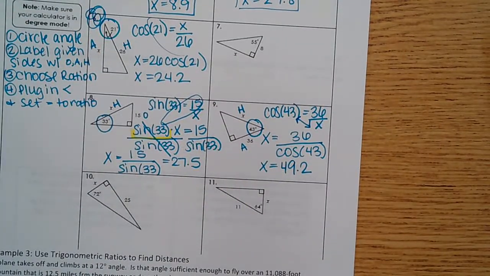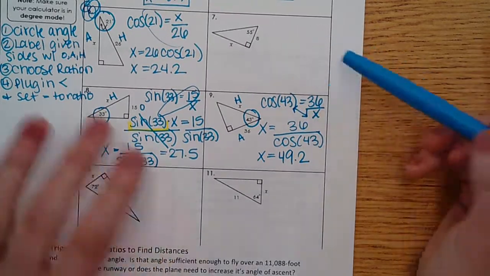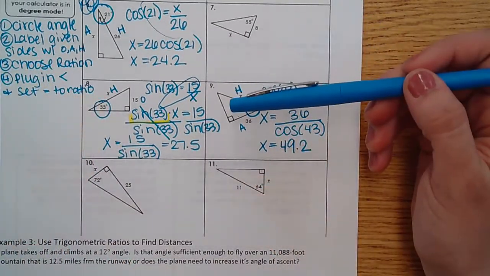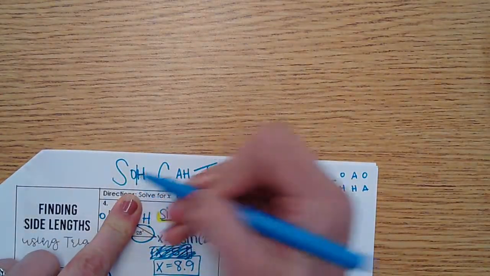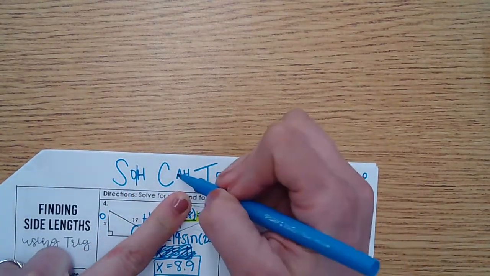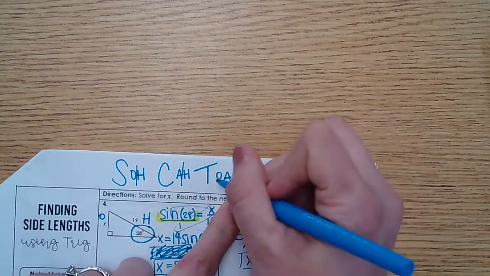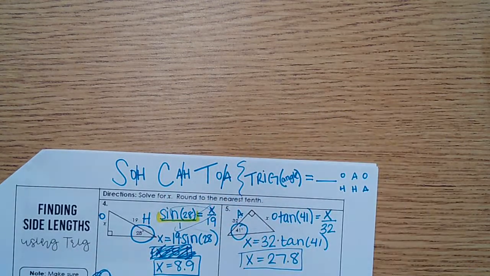All right, so that is it. Feel free, if you're stuck, to pause the video. The biggest thing to remember: sine is always opposite over hypotenuse. Cosine is always adjacent over the hypotenuse. And tangent is opposite over the adjacent.